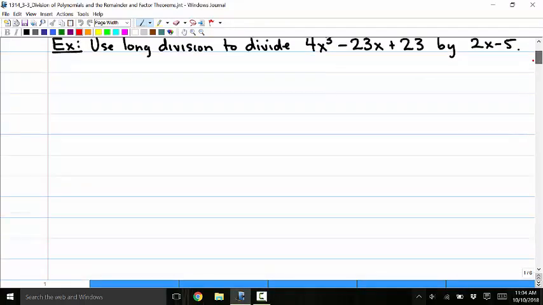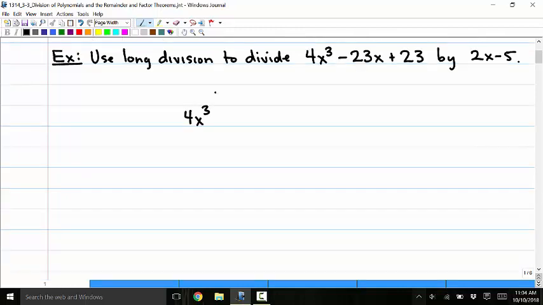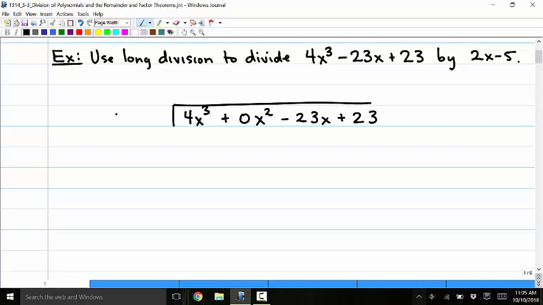So I'm going to rewrite 4x cubed. Do you see that there's an x cubed and there's no x squared? If there's not an x squared term, you need to put a placeholder, and you do that by putting 0x squared there. Minus 23x plus 23. And you want to divide that by 2x minus 5. So again, if there's not an x squared term, you've got to put a placeholder there and say 0x squared.